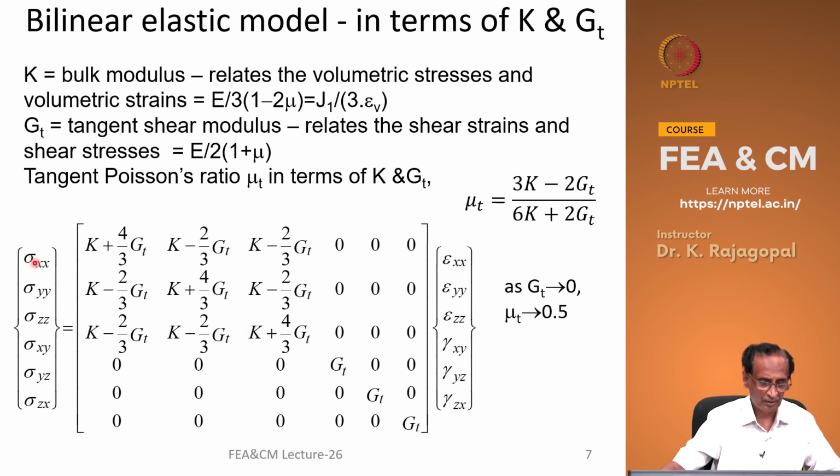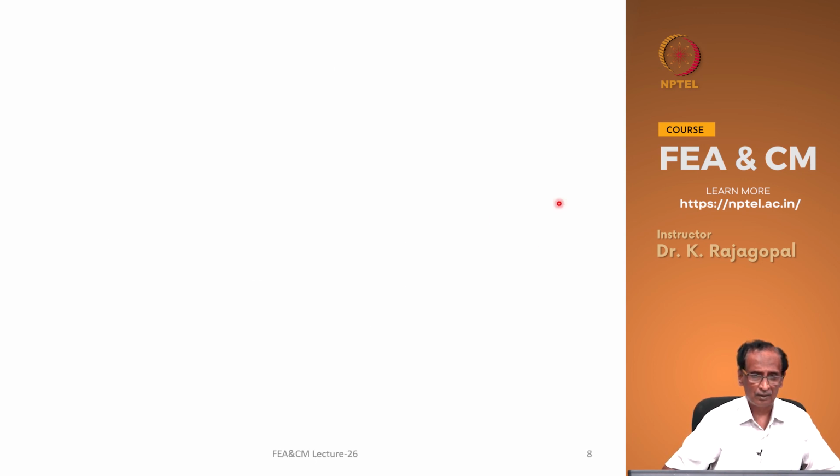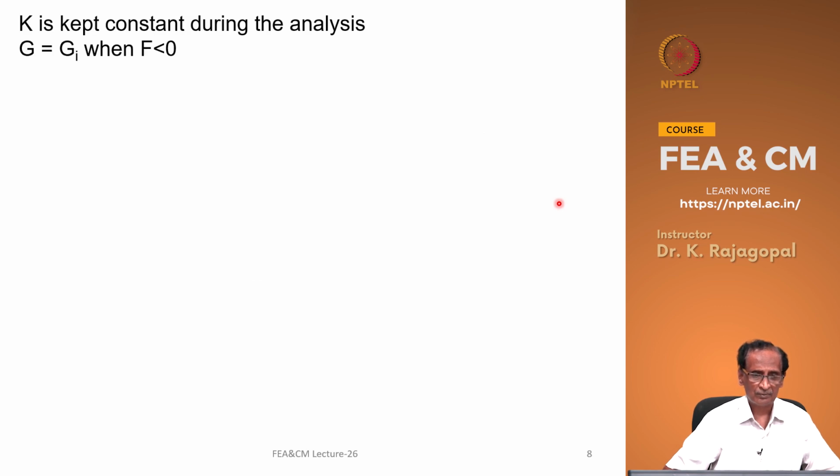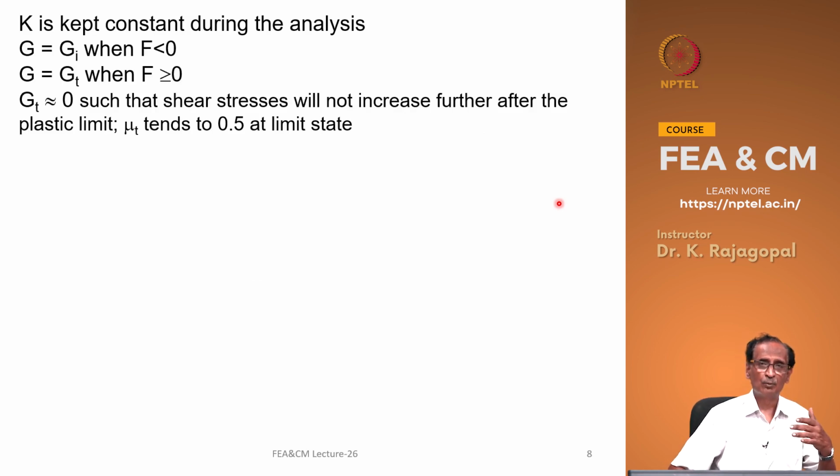Here the stress is equal to the constitutive matrix multiplied by the strain vector, and if you look at this, at the limit state, as the shear modulus tends to 0, our Poisson's ratio will tend to 0.5, right? And our shear modulus G we can control based on whether our Mohr circle is in the elastic state or at the limit state.